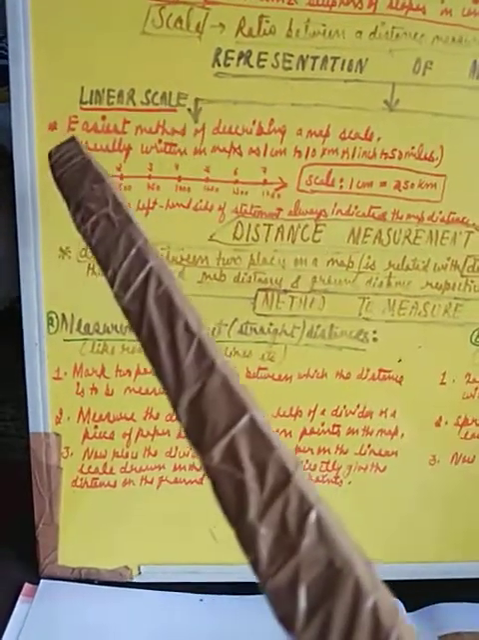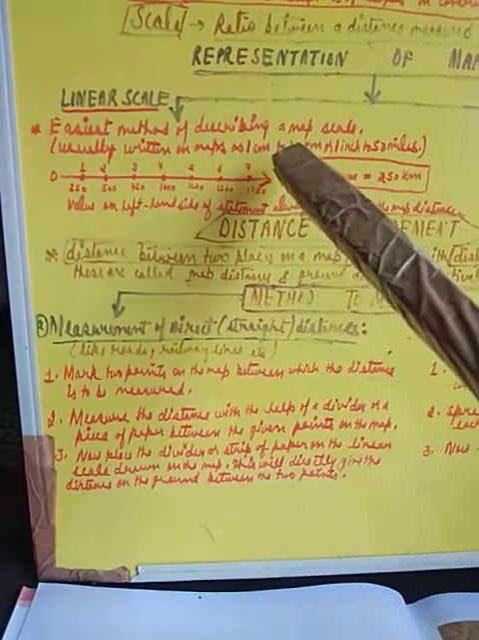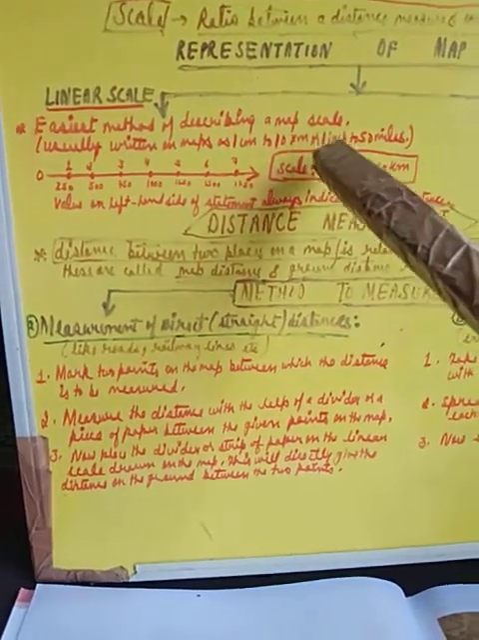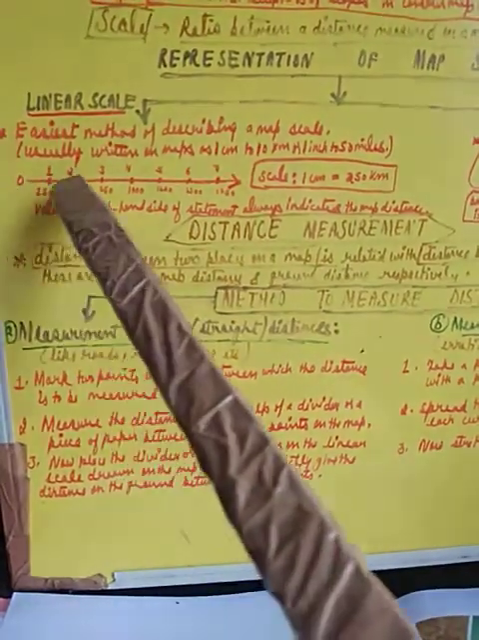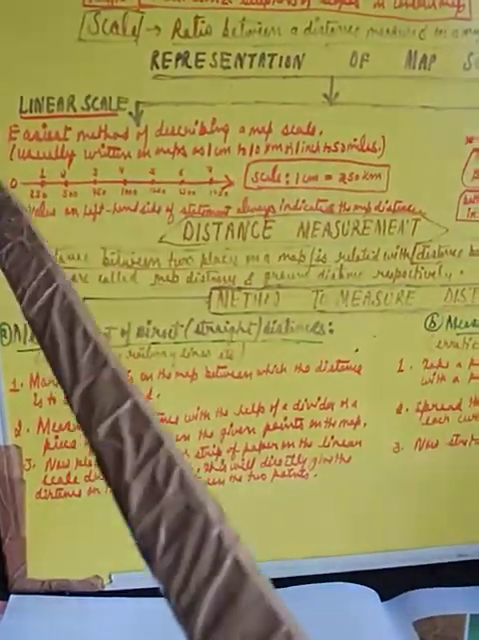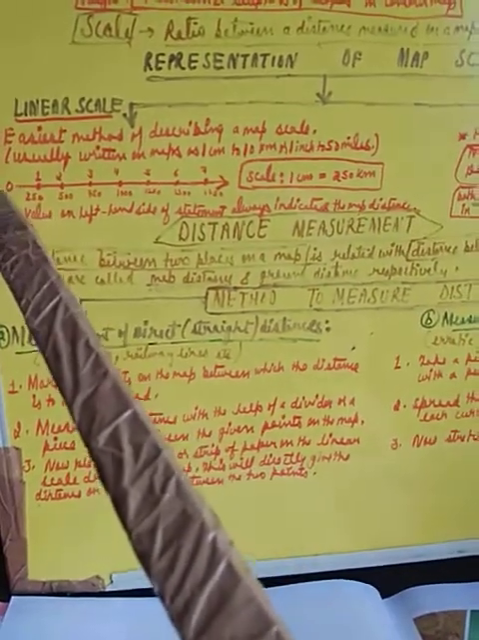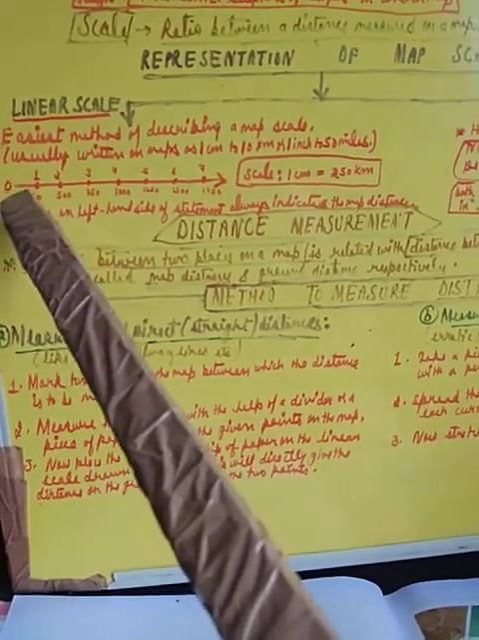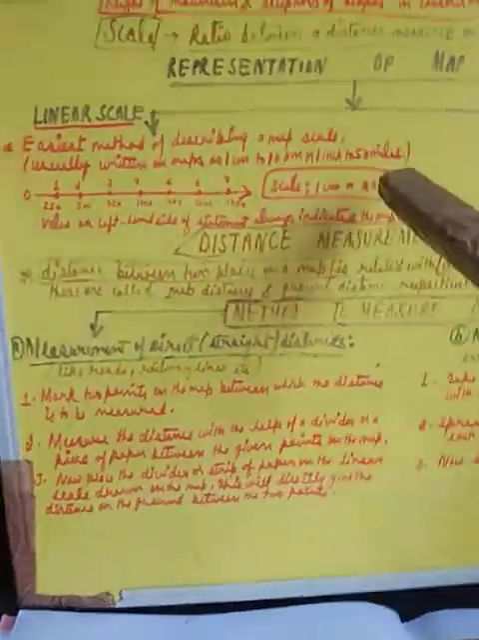Linear scale is the easiest one, and usually it is written on maps as 1 centimeter to 10 kilometers or 1 inch to 50 miles. It can be shown like this. You can see here, for example, 0, 1, 2, 3, 4, 5, 6, 7, and the distance from 0 to 1 is 250. We are assuming it as 1 centimeter is equal to 250 kilometers.